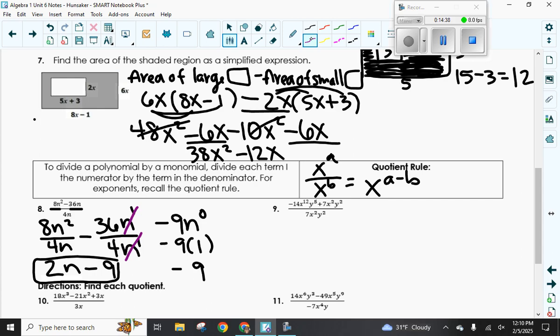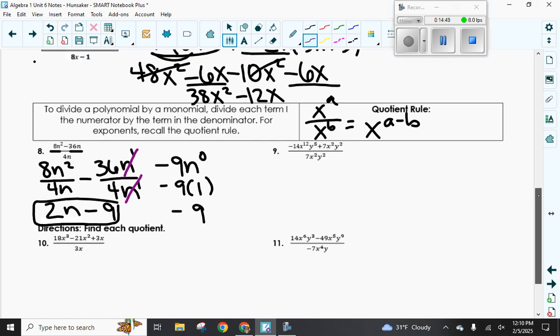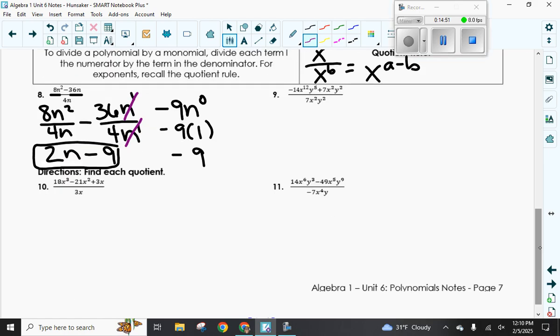But if you want to write it as n to the 0 and simplify it, that's up to you. Okay, that is a property of exponents. That is why there's no n's there. So however you would like to do it is fine. I'm going to do 2 more, 10 and 11, and then I'll let you know what you're working on.